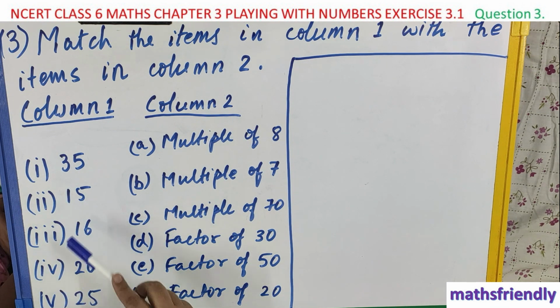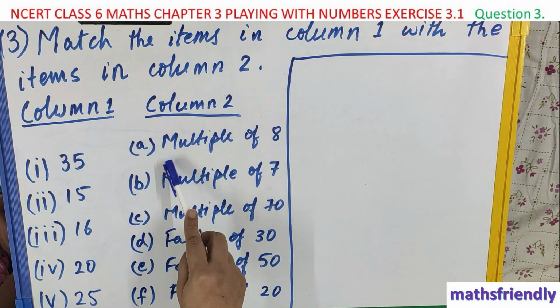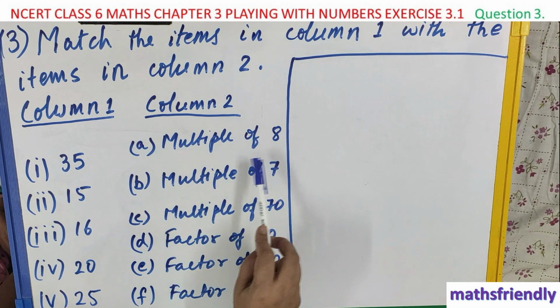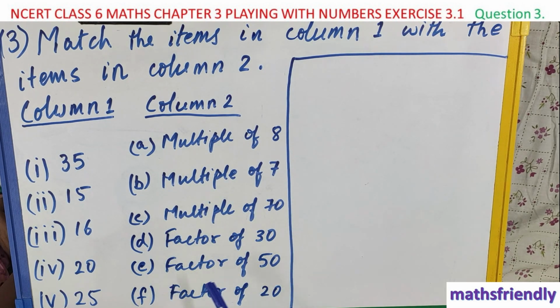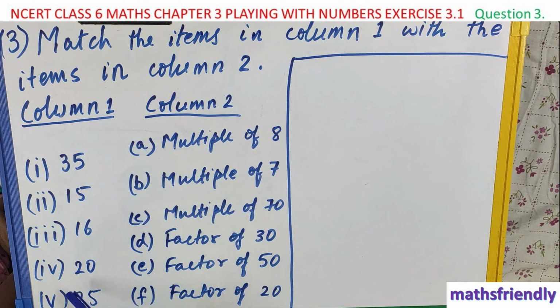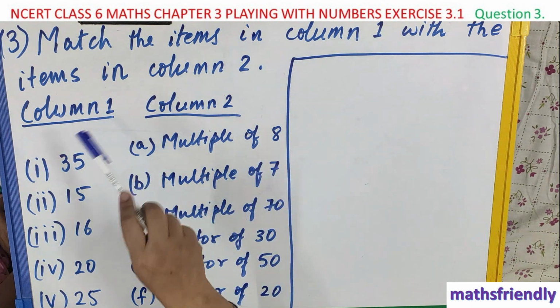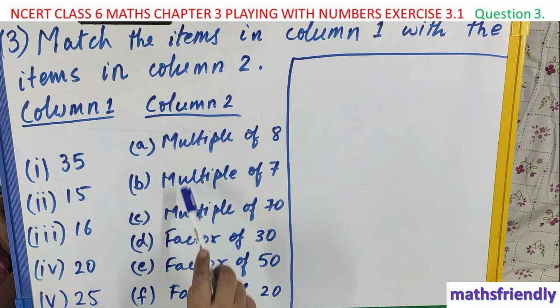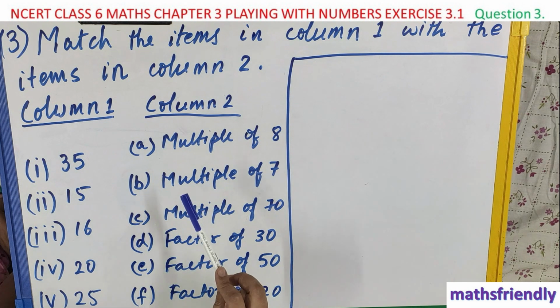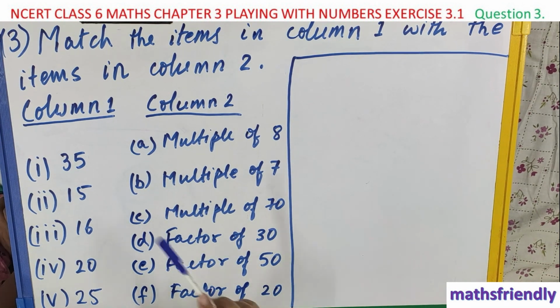These numbers are given in column A, and in column B we have been given some statements: multiple of 8, multiple of 7, multiple of 70, factor of 30, factor of 50 and factor of 20. So what we have to do is match the items in column A with the items in column B. The items of column A should have a match with an item of column B. So we have to see which item matches with which item of column B.